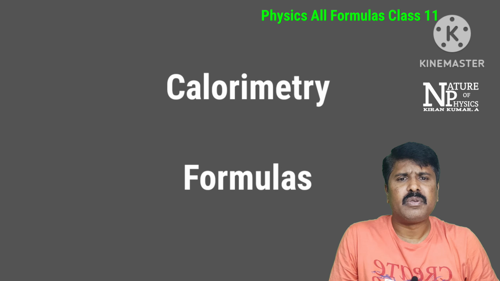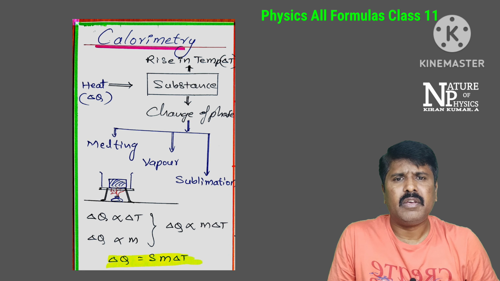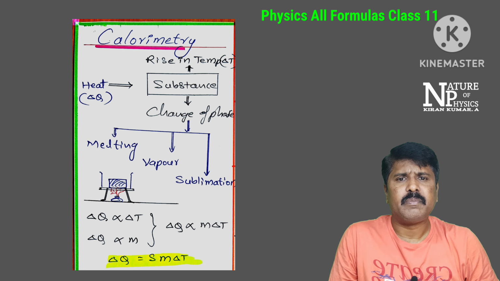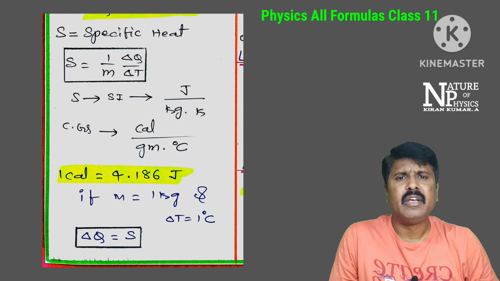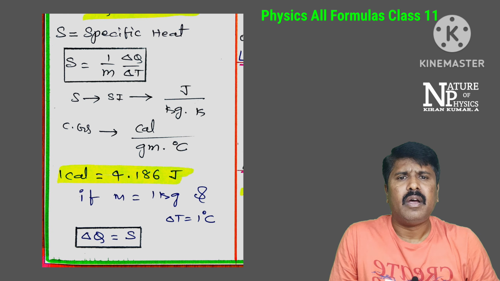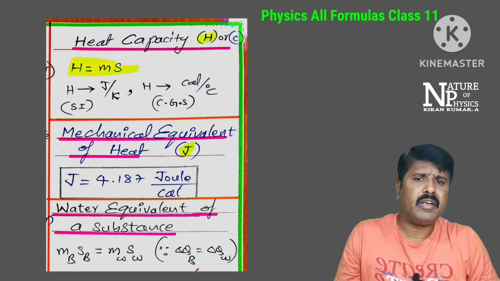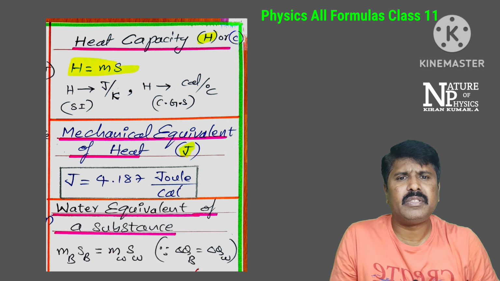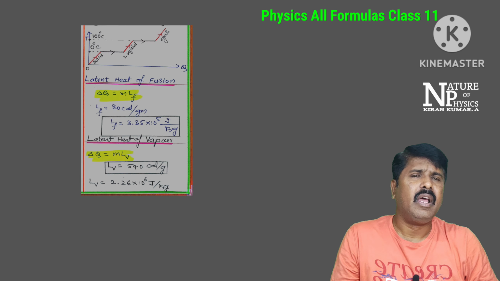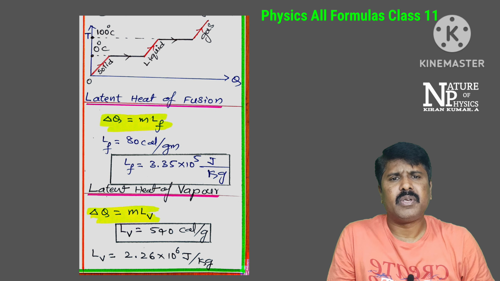So in calorimetry, almost all relations, the specific heat formula, and also continuation, Joule's law, are given, student. And specific heat units, S is equal to 1 by m delta Q divided by delta T. Okay. And heat capacity or thermal capacity is given. Okay, and mechanical equivalent of heat, related formulas I perfectly gave you, student. And latent heat of fusion and latent heat of vaporization formulas. Okay, constant values are also clearly given.